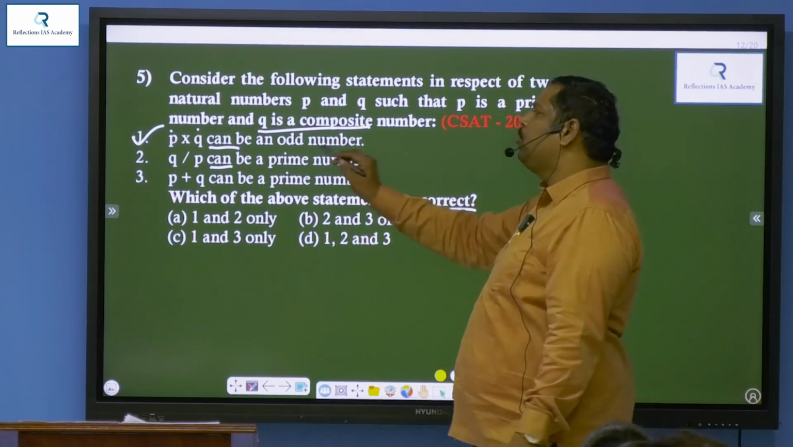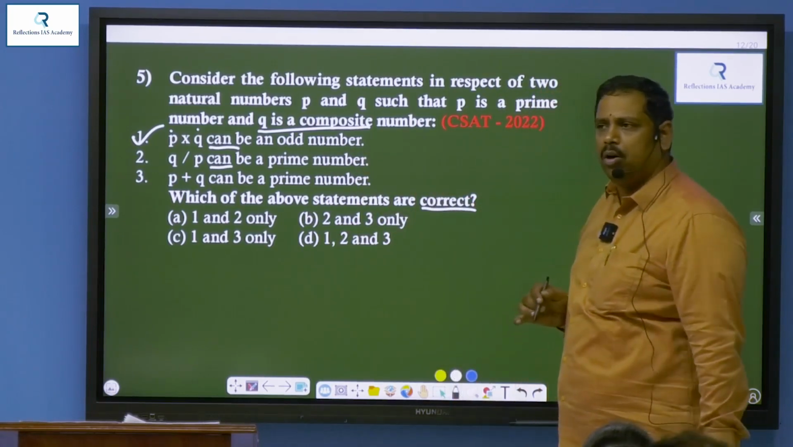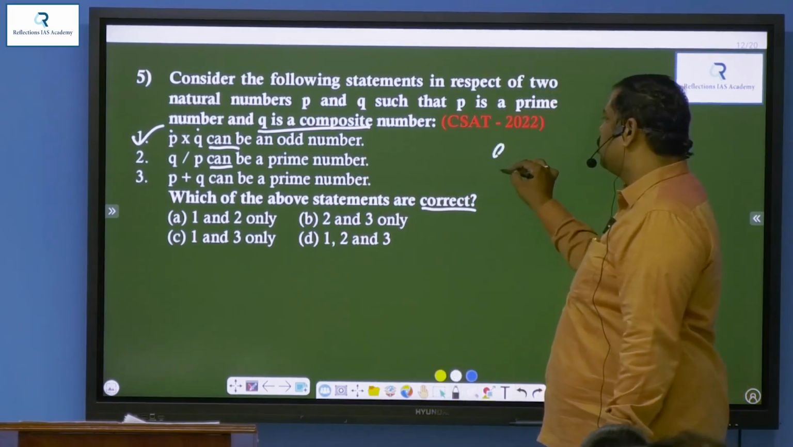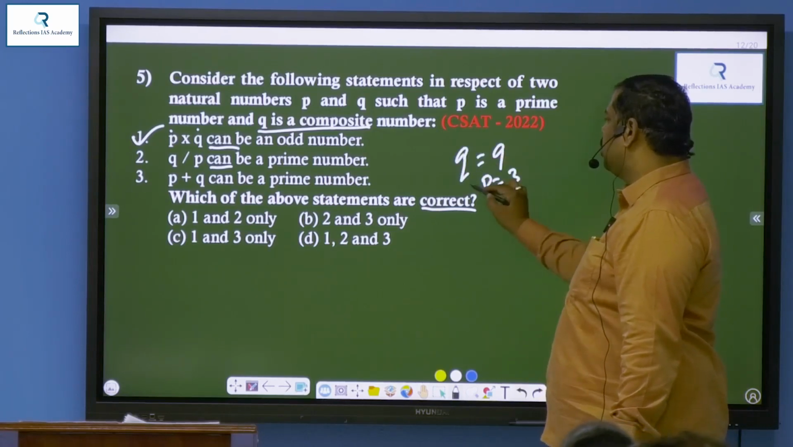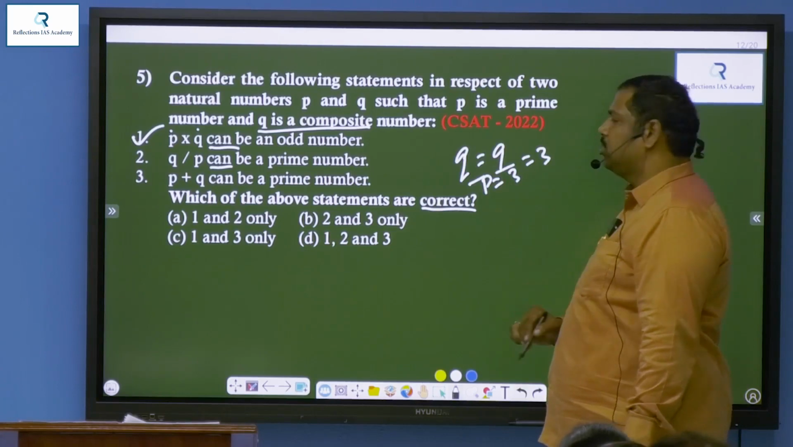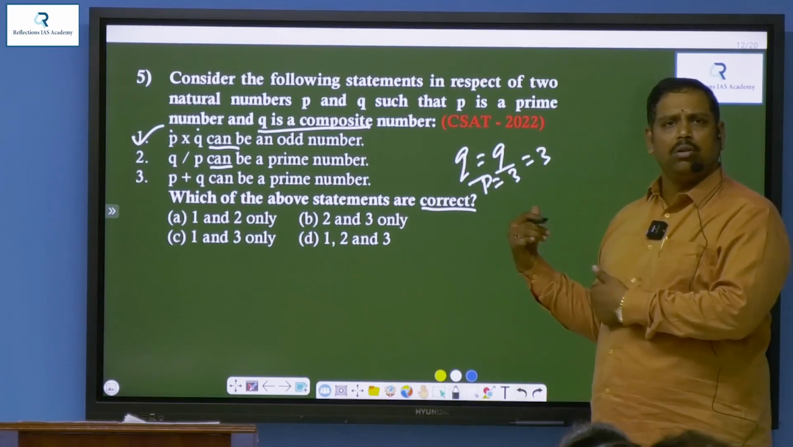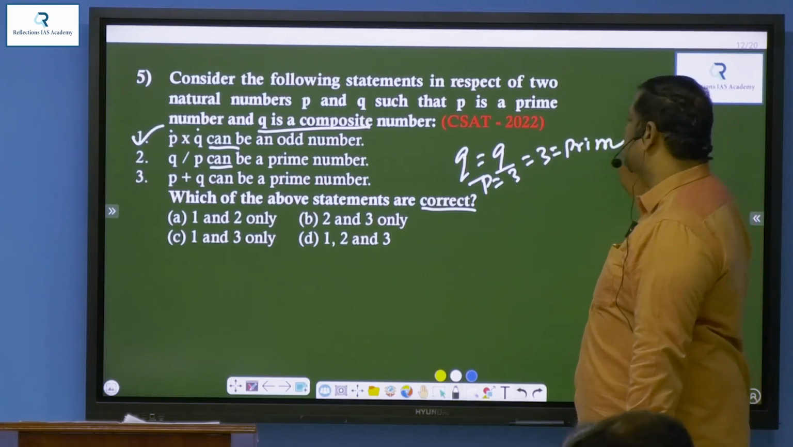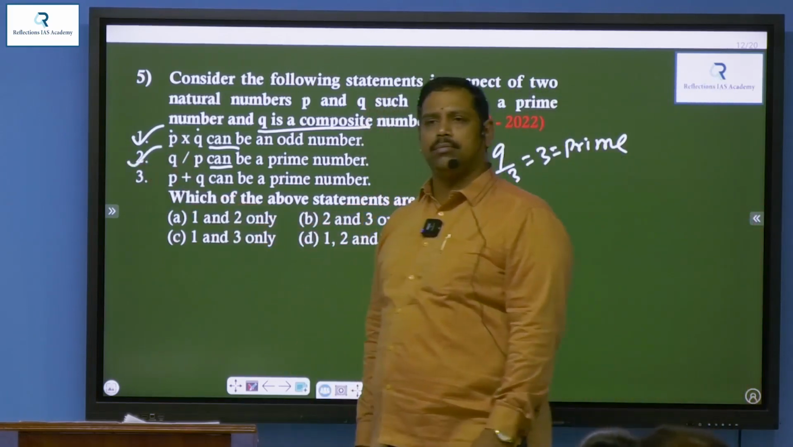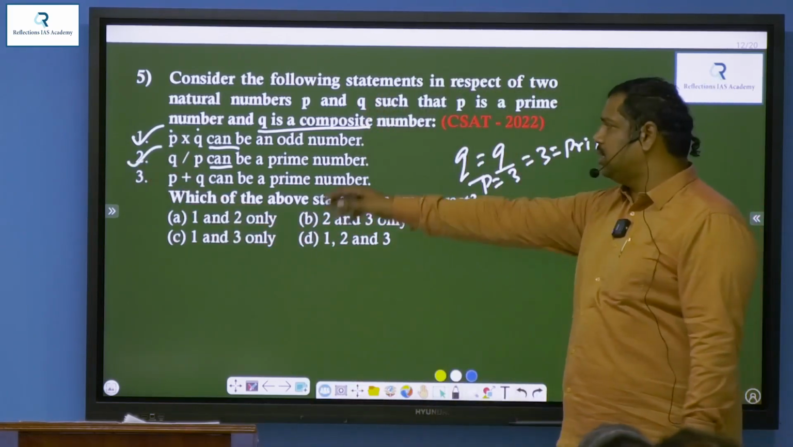So Q by P can be a prime number. I am taking Q is equal to 9. I am taking P is equal to 3. Q by P is how much? 3. Is it a prime number or not? Yes, it is. So the second one is possible. What is the third one?